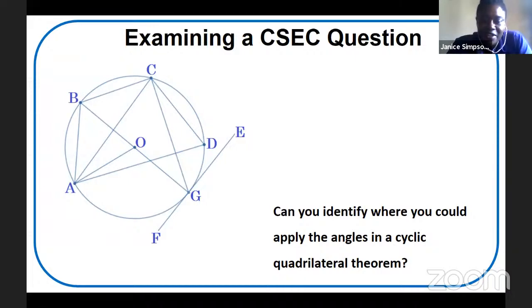Labelings for the cyclic quadrilateral. David is saying A, B, C, D. A, B, C, D. All right. A, B, C, D. Good.